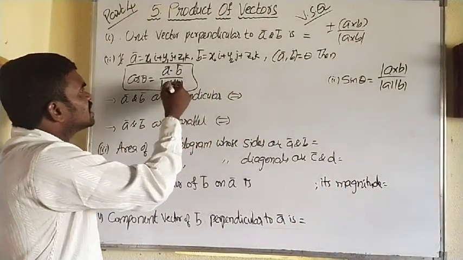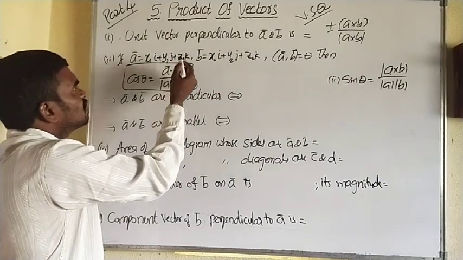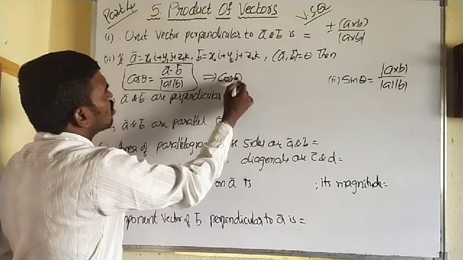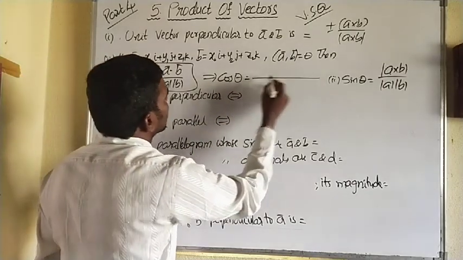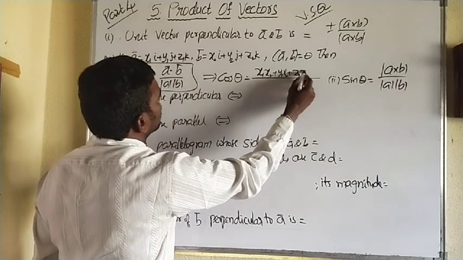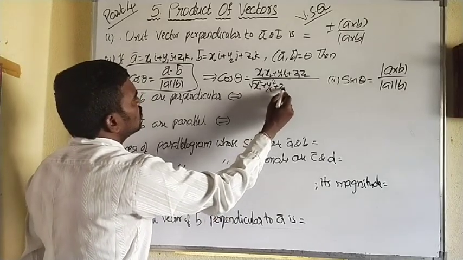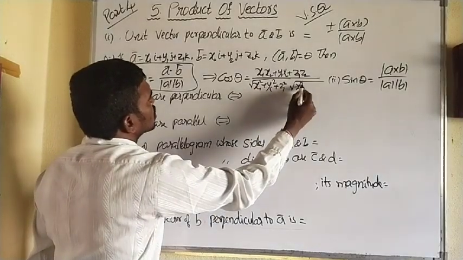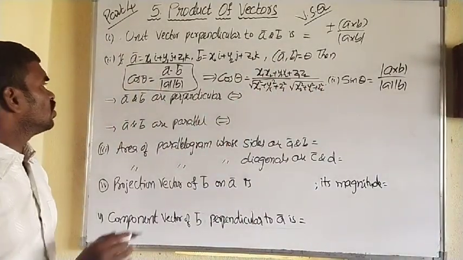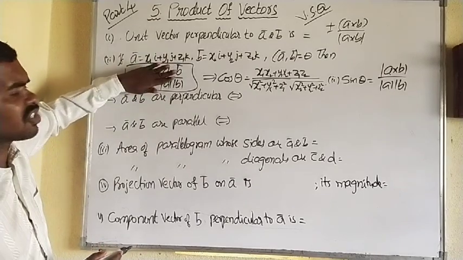If you expand this formula using two given vectors x1 i plus y1 j plus z1 k and x2 i plus y2 j plus z2 k, then we can derive cos theta equal to x1 into x2 plus y1 into y2 plus z1 into z2 by root of x1 square plus y1 square plus z1 square into root of x2 square plus y2 square plus z2 square. That's it.